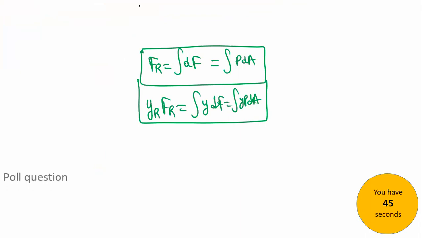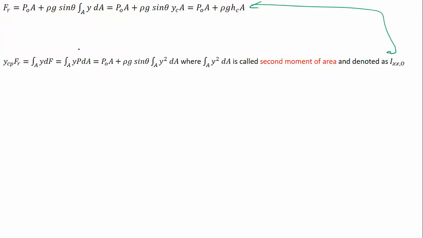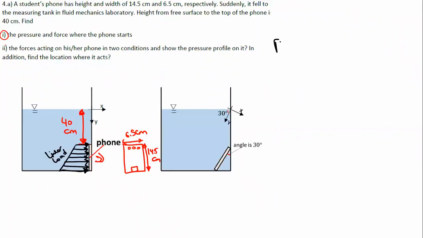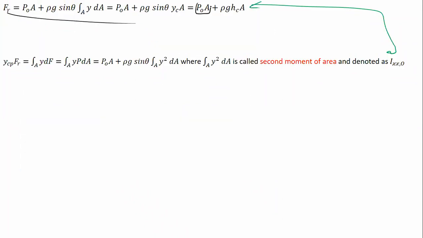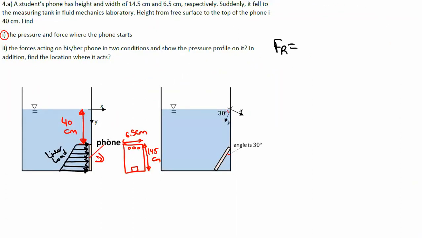I have done these integral results in your lectures, so I will not start again, but I will start from the last point here. To find the resultant force due to pressure, you can see that it will be P0 times area plus rho g h_c times area. Let me start with the first case, the pressure and the force where the phone starts. I should find the pressure here, then the force here where the phone starts, and then I will find the resultant force.